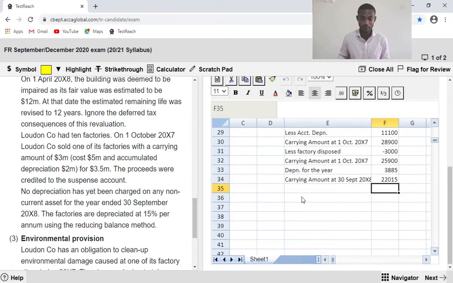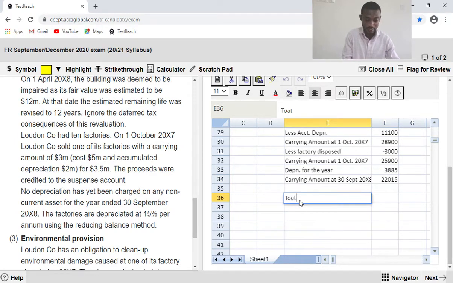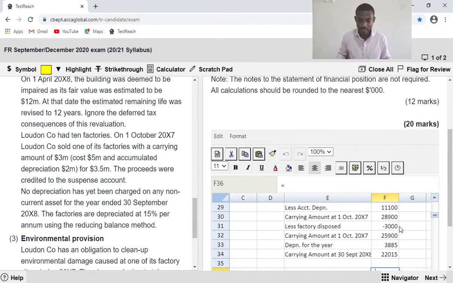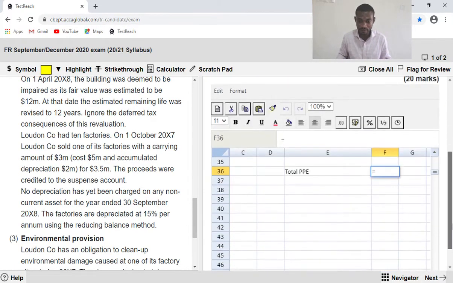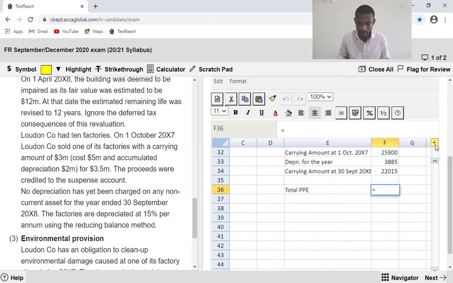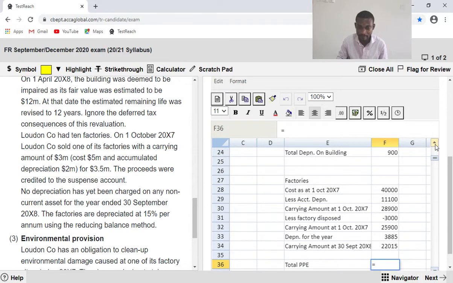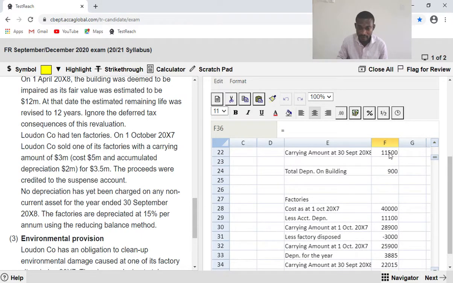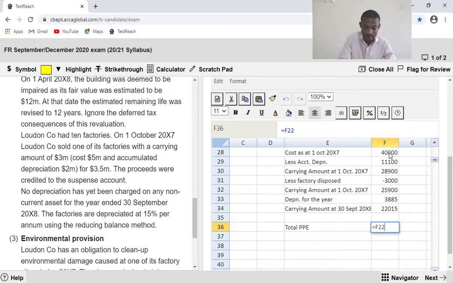So what I will do is to say total, because I need it, total PPE, and that total PPE should be equal to the current amount we had. So excuse me, let me pull this up using this arrow up here. The current amount we had from the building, which is here, 11,500. So plus this figure, and that should give us the total figure for the PPE. I have figures now that I can post to the pro forma.